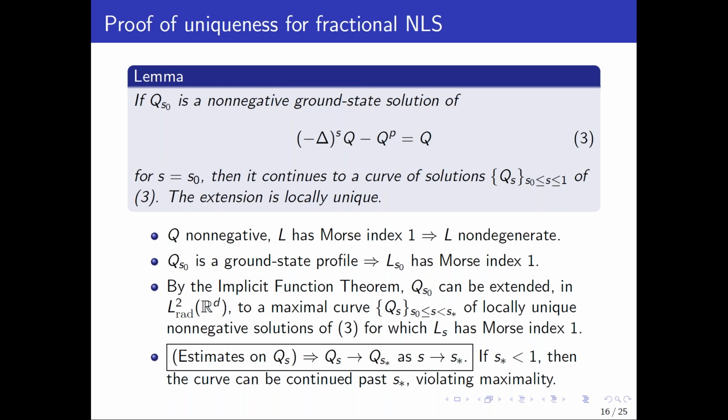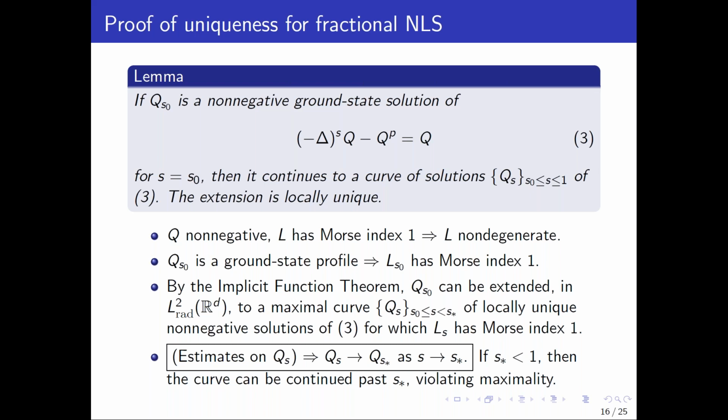You have to get estimates on Q_S that allow you to pass to the limit as you approach the maximal value of S. And that's what you use to show that S, the maximal value, cannot be less than 1. It has to equal 1. Because if you can pass to the limit, then you get a ground state at S, and then you can continue further, violating maximality. So this part in the box was the real hard part that Frank and Lenzmann had to do, the part that required the most intuition and the most computations.